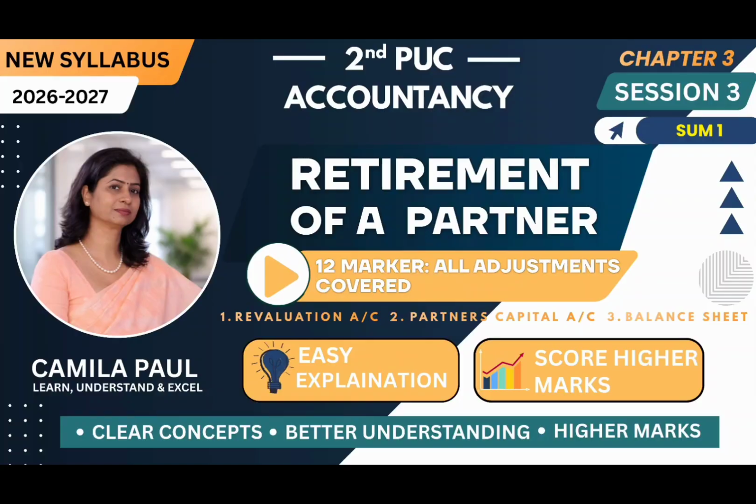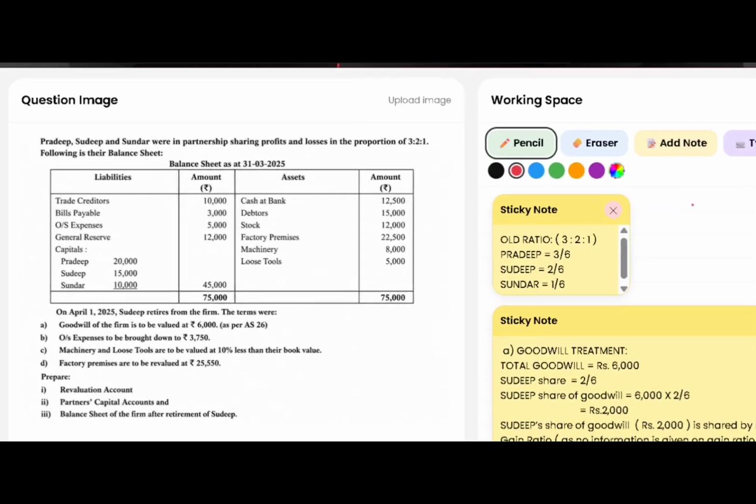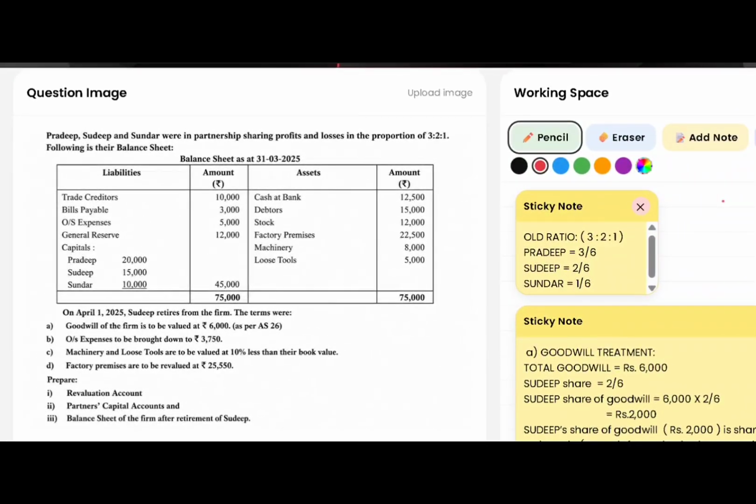In the previous video, we had seen the formats of retirement, and today we are going to see a 12 marker under retirement of a partner. So this is the question given here. Under retirement of a partner, Pradeep, Sudeep and Sundar were in partnership, sharing profits and losses in the ratio of 3:2:1. And given here is the balance sheet as at 31st March 2025.